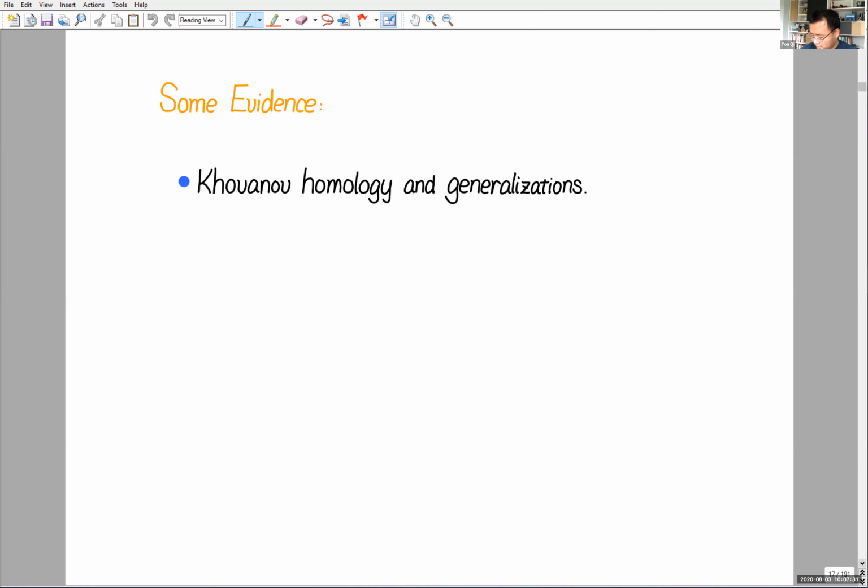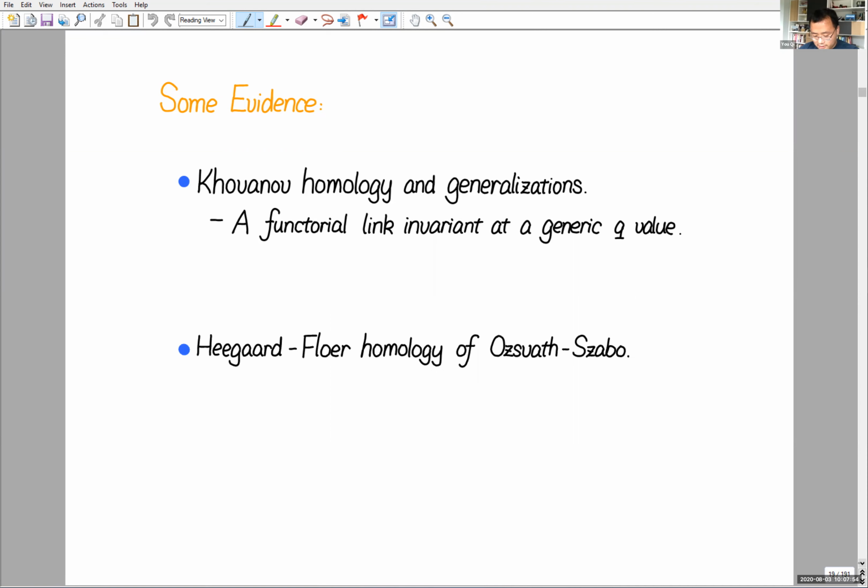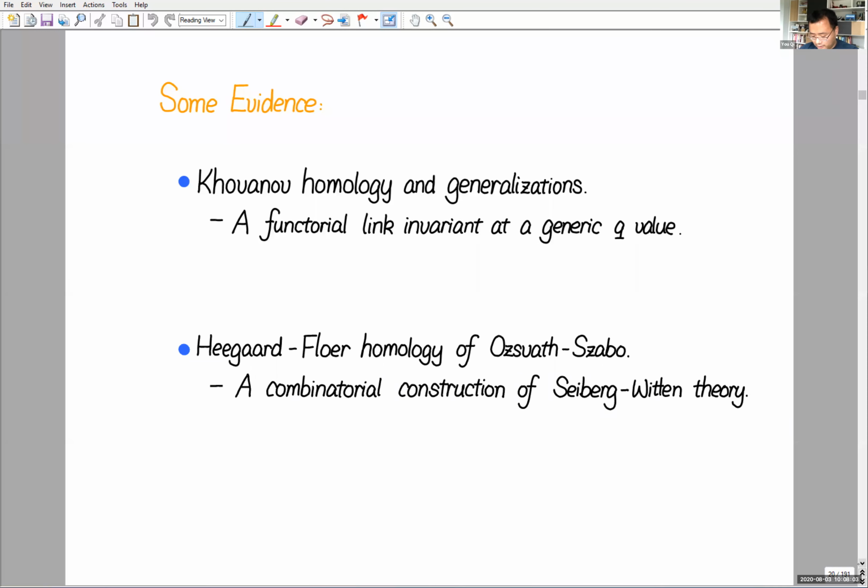Webster homology recently, which gives rise to a functorial link invariant at a generic q value. So this q is generic at this point, but it gives a homological link invariant that's functorial with respect to the link involution in space-time, as we will see what it means in the next slide. Similarly, there is a Heegaard Floer homology theory, which is somewhat more successful than even Khovanov homology due to Ozsváth and Szabó, because it turns the Seiberg-Witten theory into a combinatorial construction, so that gauge theoretical invariants can be obtained combinatorially. And it gives rise to categorical invariants for both links and three-manifolds.